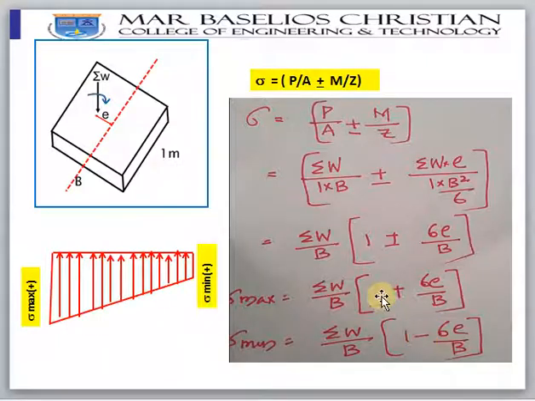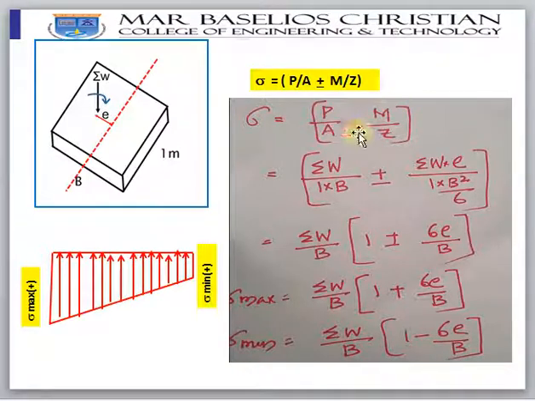Now let us take a case. This is a small portion of a retaining wall. The length I have taken is 1 meter, and the width is B. Generally you would have studied in columns the stress distribution, sigma max and sigma min. The stress at the bottom of the column or retaining wall you can find like this.